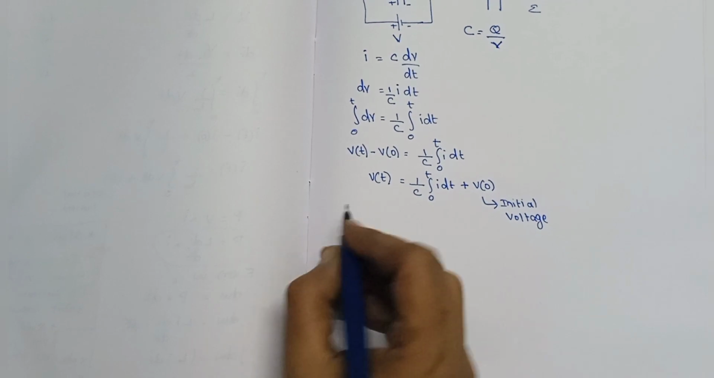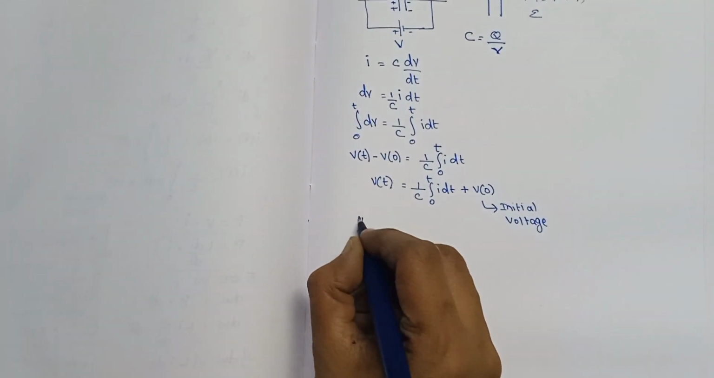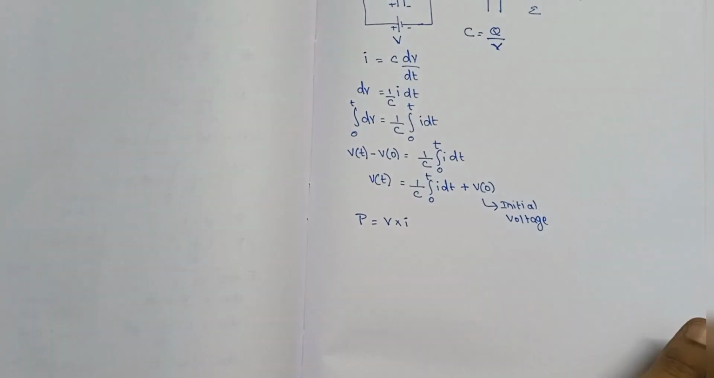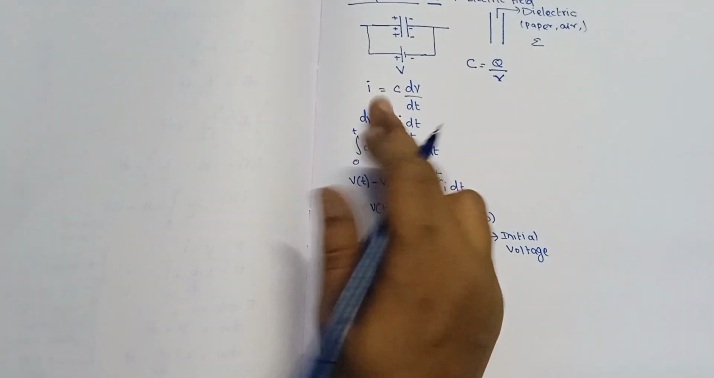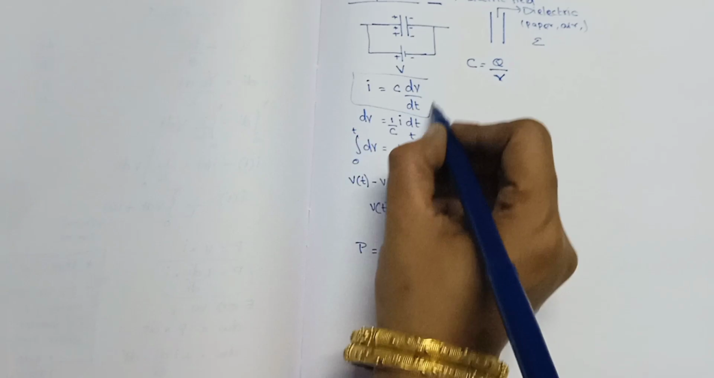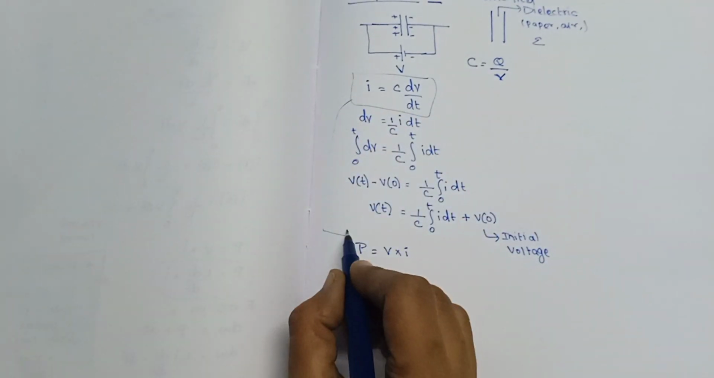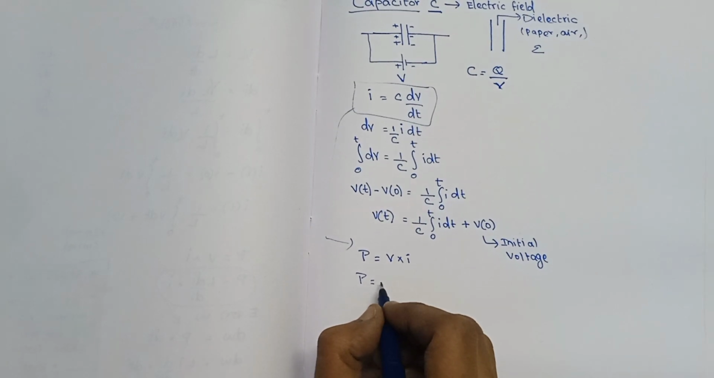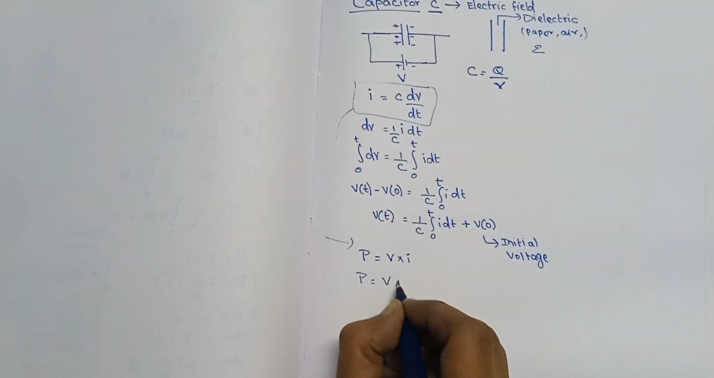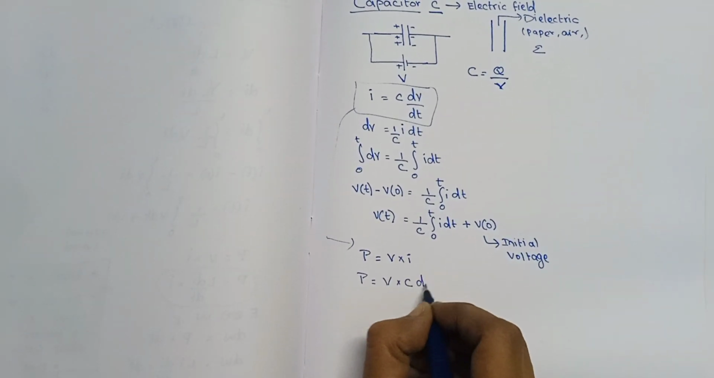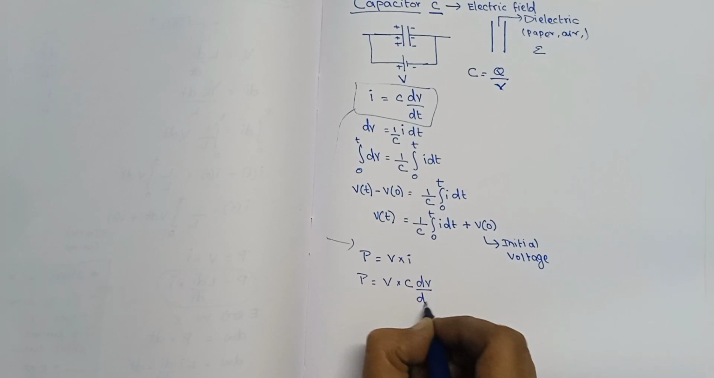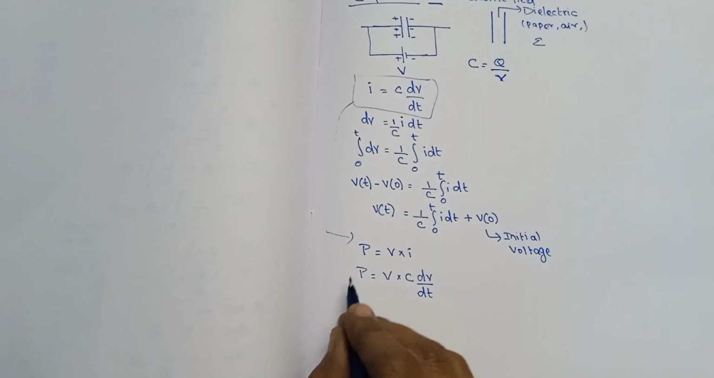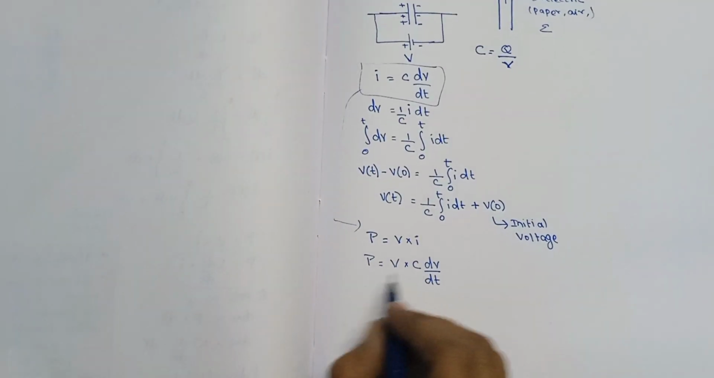Now, what is the formula for power? We all know power P is equal to V into i. We already wrote the i value here, so we substitute this i value in this equation. Power P is equal to V into C dV divided by dt. So the power is V times C dV by dt.